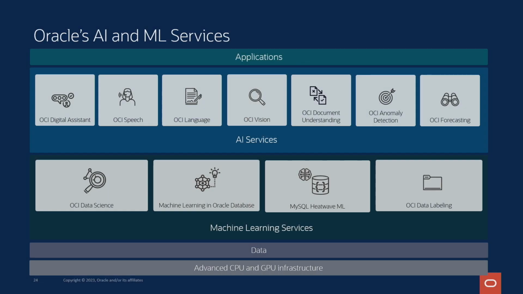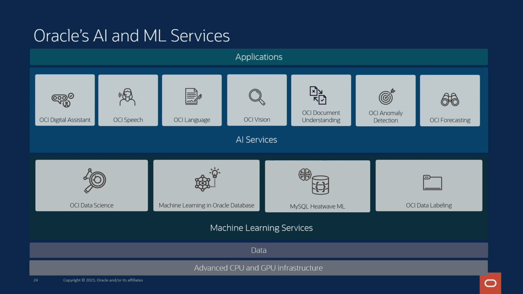So when it comes to AI and ML services, we offer a comprehensive offering of AI and machine learning services that cater to three personas. They cater to the data scientists, they cater to the developers, and they cater to the business application users.